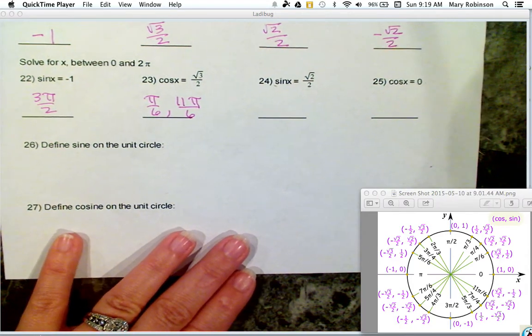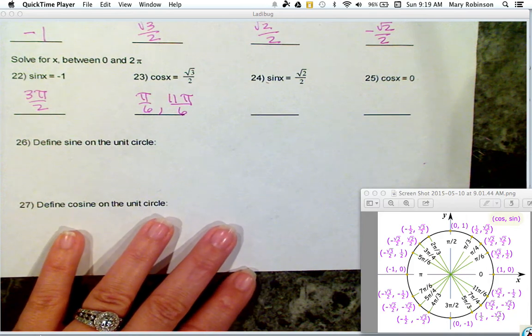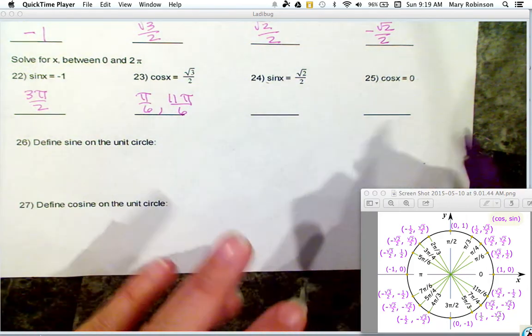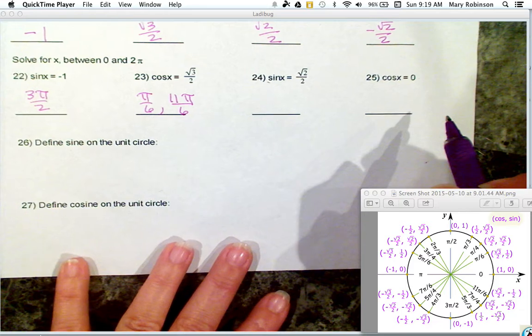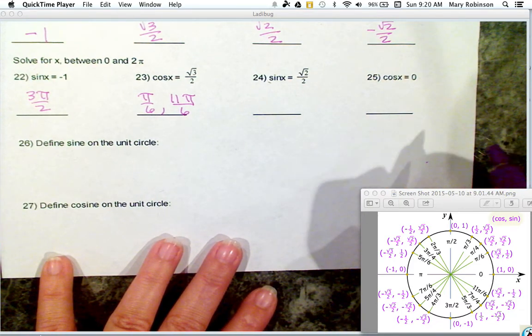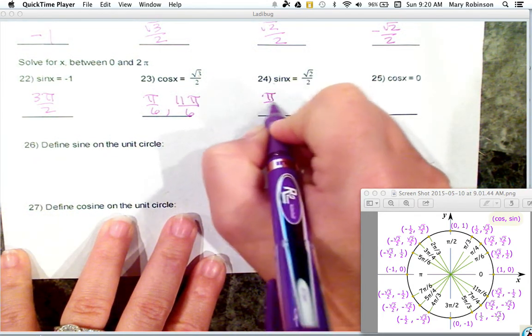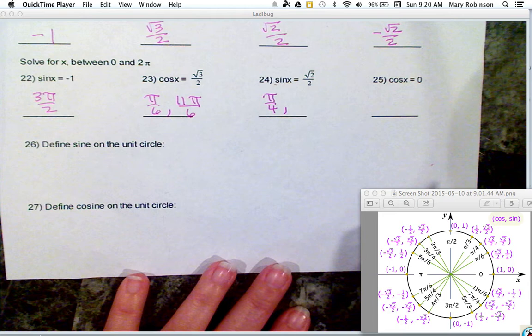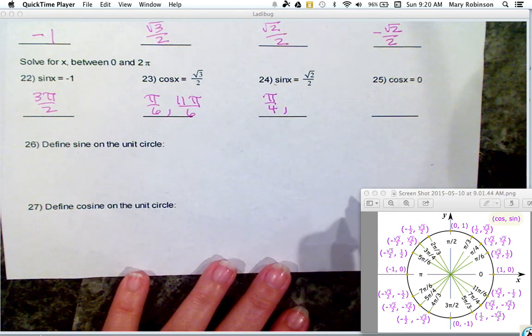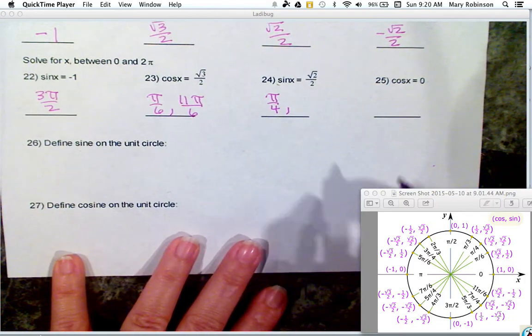Next, you are asked to find the radian measure where your sine value is the square root of 2 over 2. Sine is your y value. So on your unit circle, if you look at pi over 4, your y value is the square root of 2 over 2. So that's going to occur at pi over 4. And we also have positive square root of 2 over 2 in quadrant 2 at 3 pi over 4.